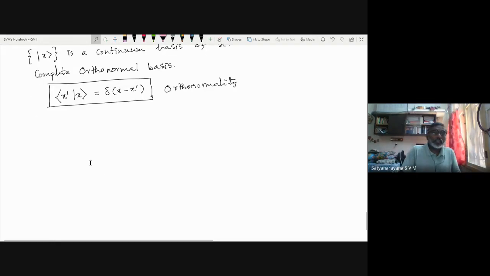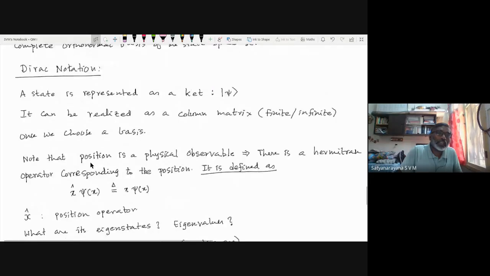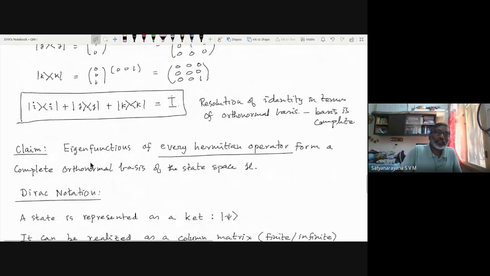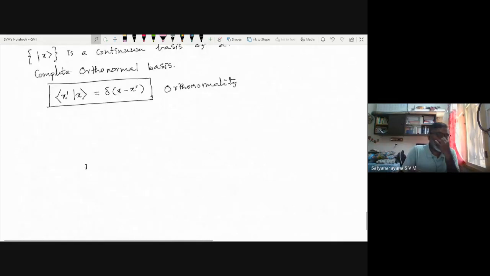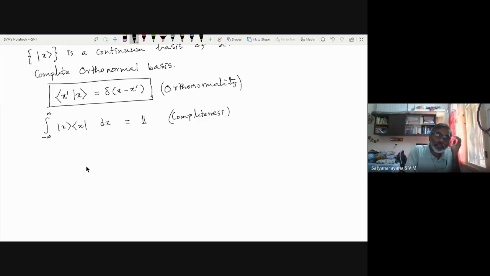What about completeness? Completeness is just like here you have this sum over i, j, j, k, k. We have summed it in this case, but now this is a continuous thing. So what I have to do is integrate from minus infinity to infinity the outer product of |x><x|, and then I integrate over the entire dx. That will be equal to my identity. This is the property of completeness of the basis, the completeness property, and this is an orthonormality property.